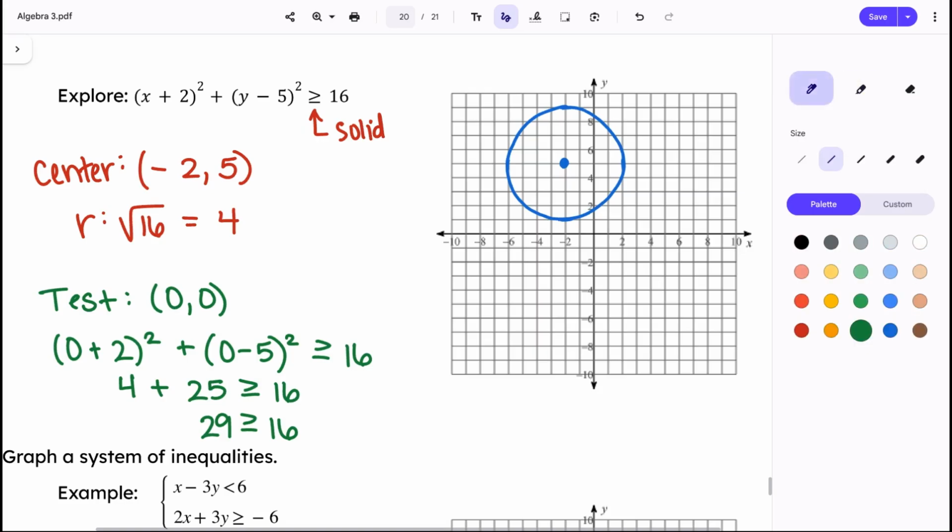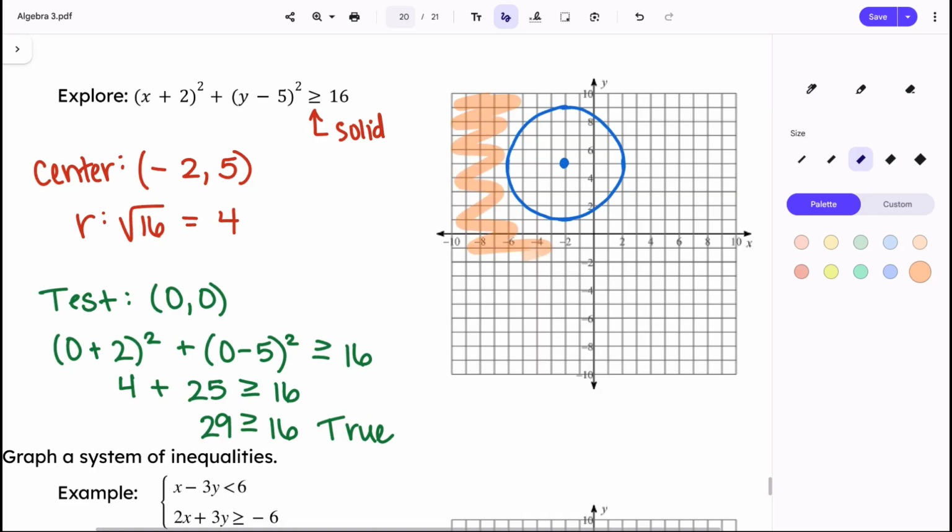So this is true. We haven't had one of those yet come out to be true. So when I shade, you're going to shade on the outside of your circle. So I want everything out here. Make sure you color all that in. We want all that space on the outside of the circle. Nothing on the inside.